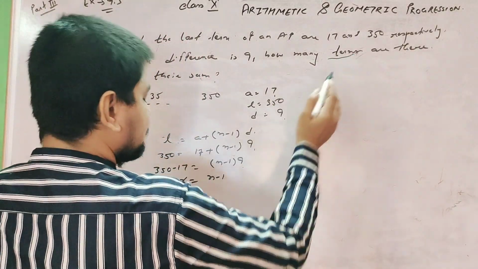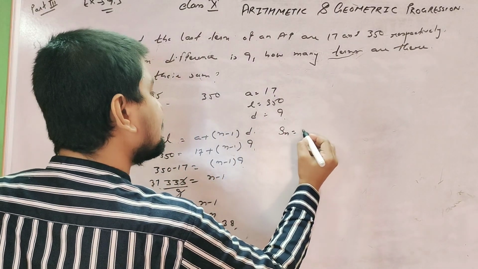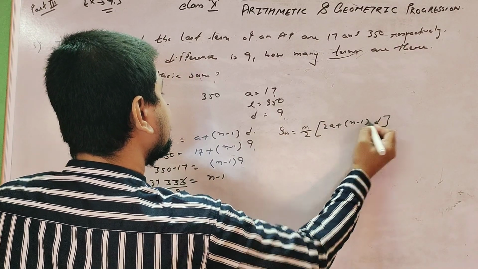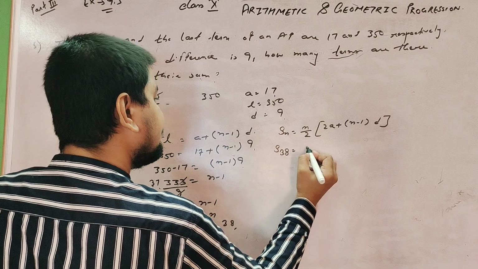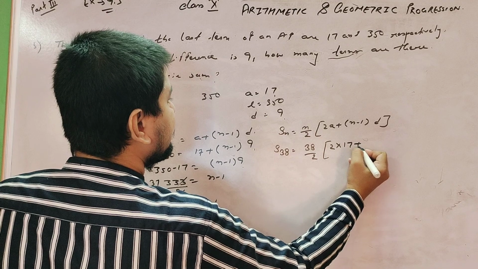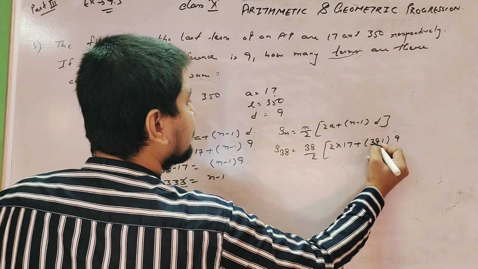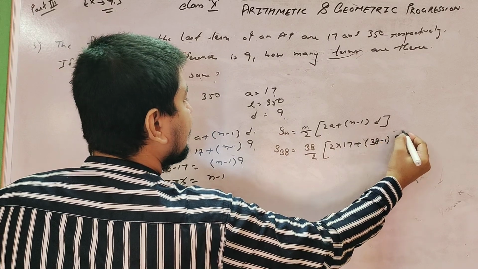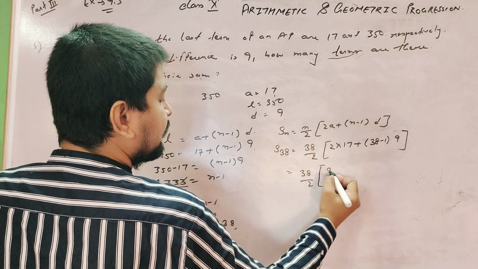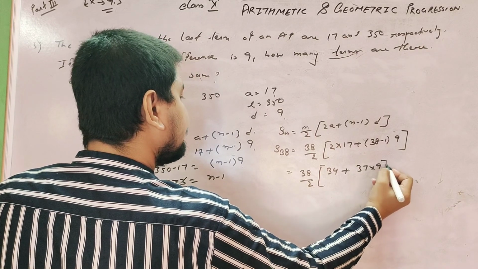How many terms are there? So there are 38 terms, and what is their sum? That is sum. So Sn equals to n upon 2, 2a plus n minus 1 d. So Sn, that is 38 upon 2, 2 into 7, n minus 1, and d, n is 38 minus 1, and d is 9. So 38 by 2, 2 into 7, 34, plus 37 into 9.